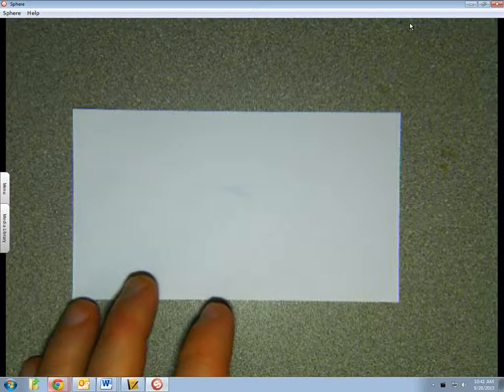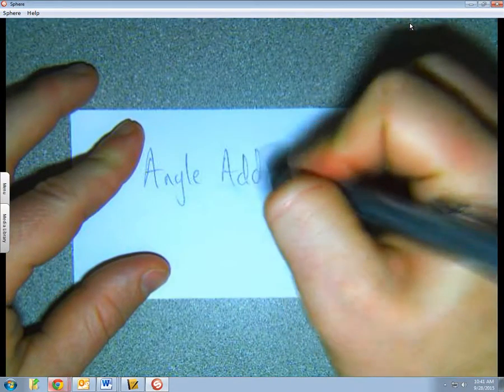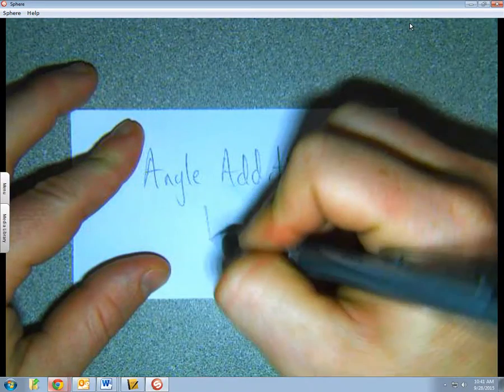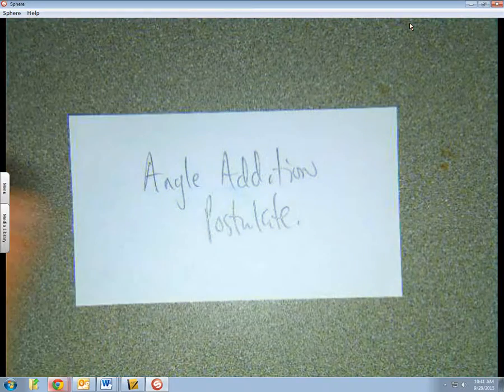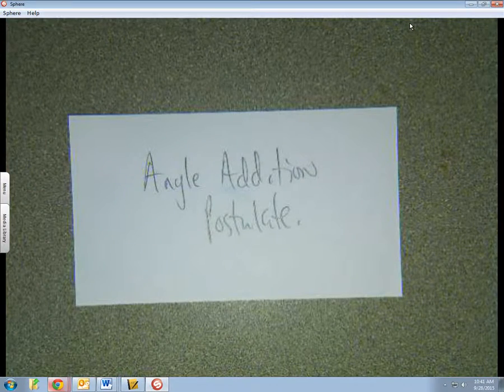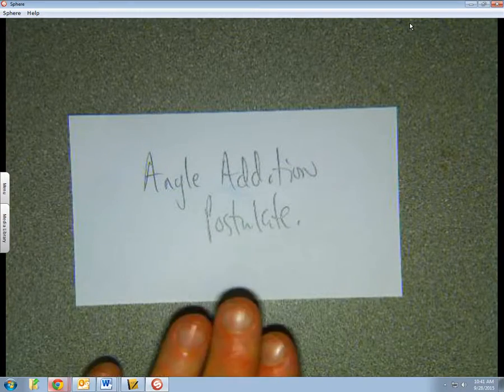We're going to look at something called angle addition postulates today. On the back we are going to do some examples and we'll put together a definition.